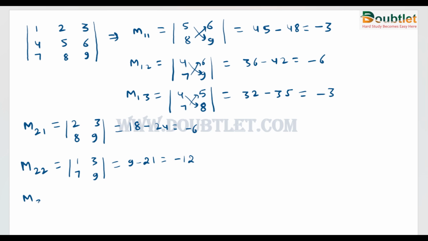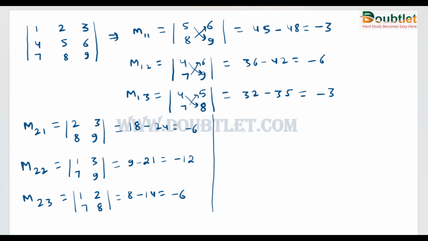To find the value of, sorry, not M33, M23 means second row and third column. So this second row will be removed and third column will be removed. So what we will get? We will get the matrix as 1, 2, this is 7, 8. So we will get the value of the determinant as 8 minus 14, this will become minus 6.